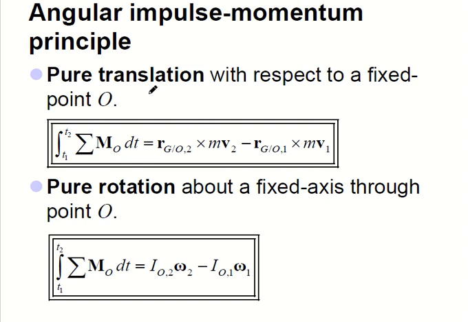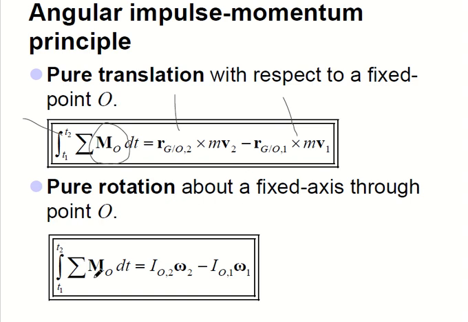In this principle, we will take a closer look at pure translation with respect to a fixed point O. We can write our moments over that time interval and expand it into your final and your initial situation. If you subtract them, you get a change, and that's what we're doing by using integration. That's just a mathematical operation describing that change.